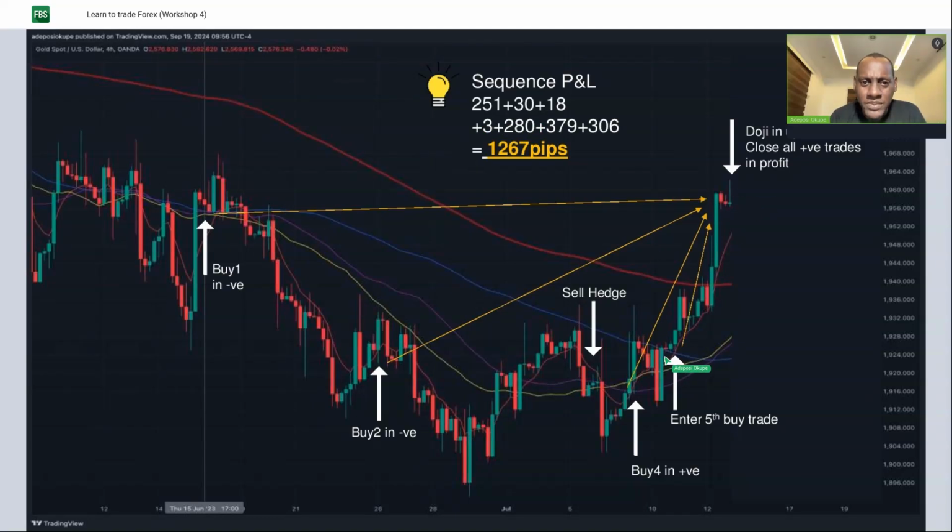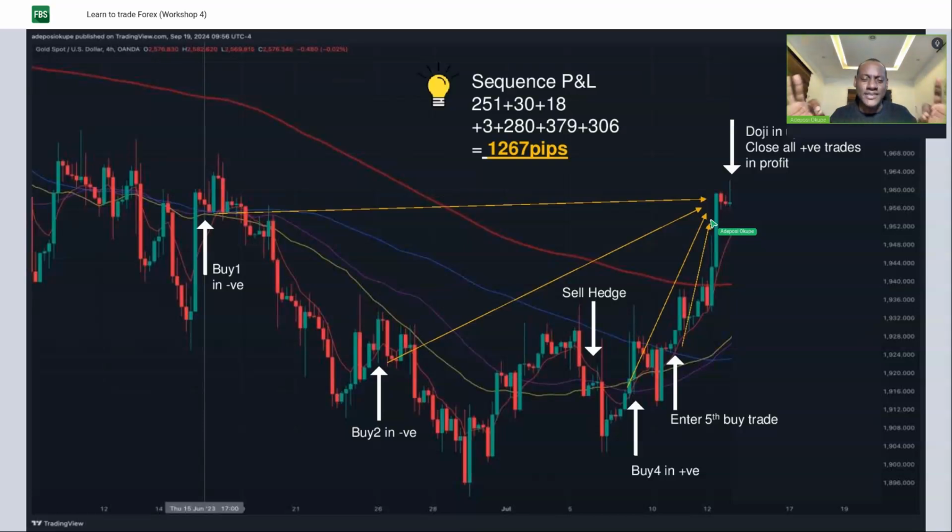I had 280 pips here, 306 pips, 379 pips. Altogether, 1,267 pips. How many days was this? I'm just trying to count: 2, 3, 4, 5, 6, 7, 8, 9, 10, 11, 12, 13, 14, 15. Let's assume this was 3 weeks of trading. 3 weeks, 1,000 pips. Have you made 1,000 pips in 3 weeks before, in a month or in 6 months?